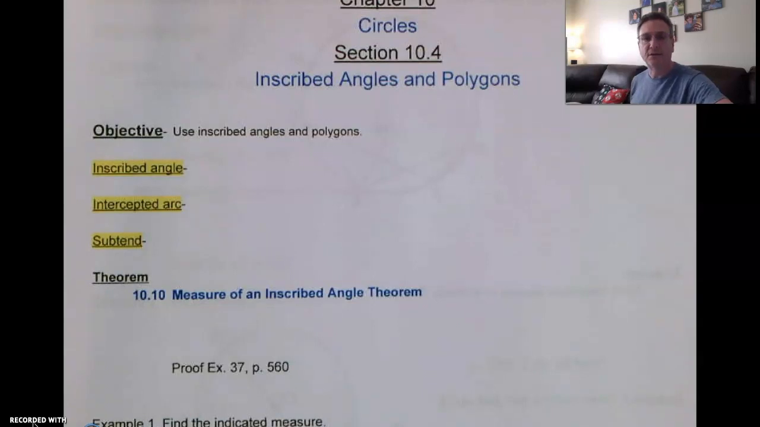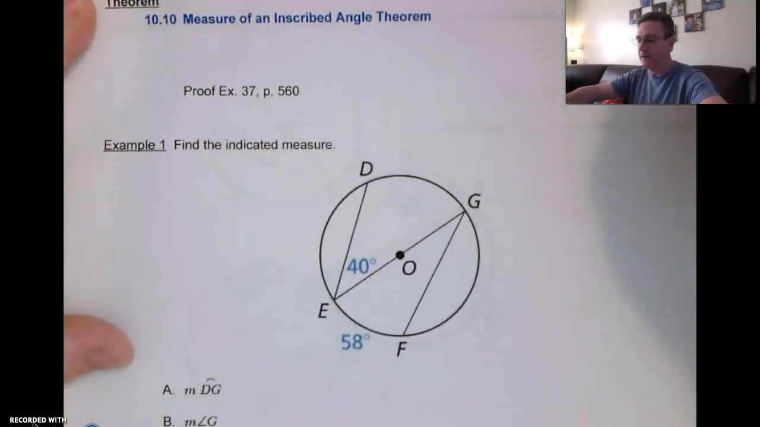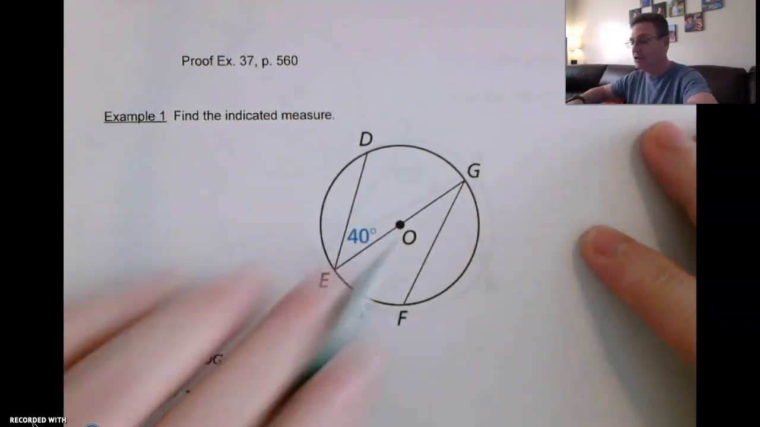Hello everyone, section 10.4, inscribed angles and polygons. Example 1, find the indicated measure. So the first thing we want to find is the measure of arc DG.